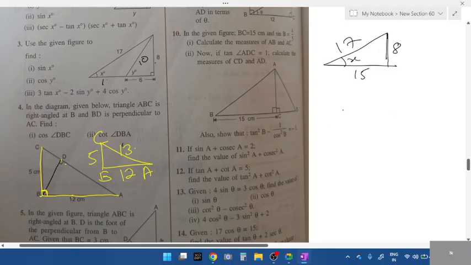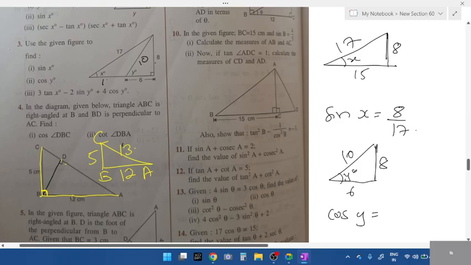So sin x, what is the sin x formula? Perpendicular by hypotenuse. What is perpendicular by hypotenuse? What's the answer, Shasha? 8 by 17, right? Okay, next. What is cos y? For cos, you have to take the smaller triangle. We have y degrees, 6, 10, 8. What is cos?